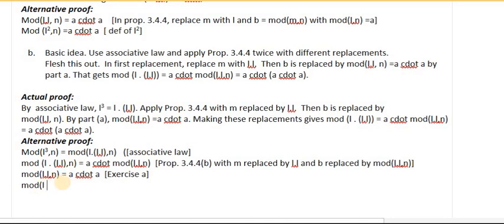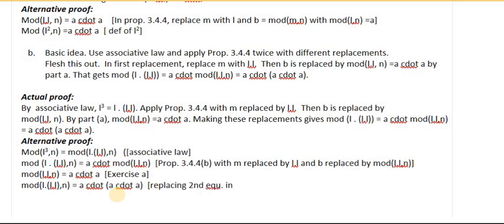So mod L dot L n is equal to A C dot. Now all I'm doing is I'm replacing this mod L dot L n with AC dot A. AC dot, and then it's A C dot A. And this is just replacing second equation into first equation. All right. So there's a lot of words, but if you step back and look at it, you really can see, I hope, that there's some step-by-step reasoning here, and it's in such a way that someone could duplicate the same argument.